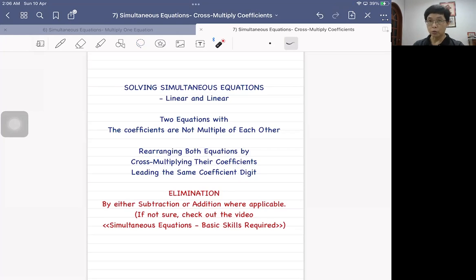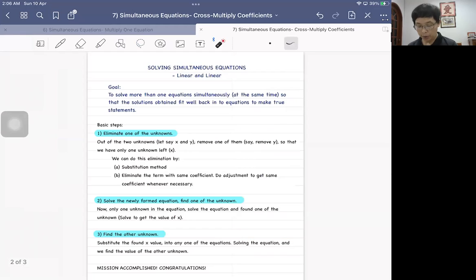Again, if you're still not so sure what we're talking about, I'd encourage you to check out the video that I stated down there, basic skills required for simultaneous equations. I'm sure you will get a lot out of that and you're going to master all the basic skills necessary. Then when you approach simultaneous equations, you will find a smoother and easier ride. Okay, let's go on to the next page.